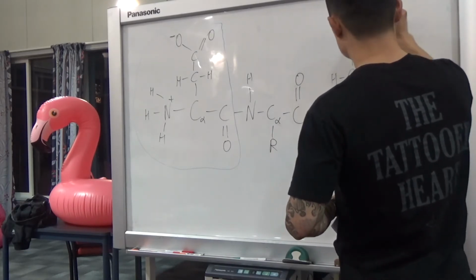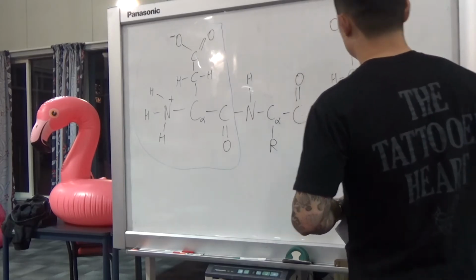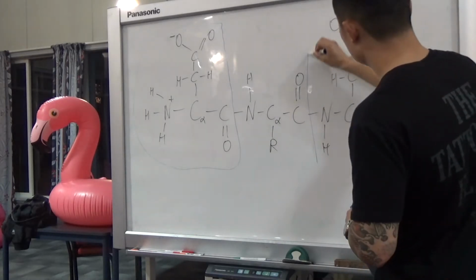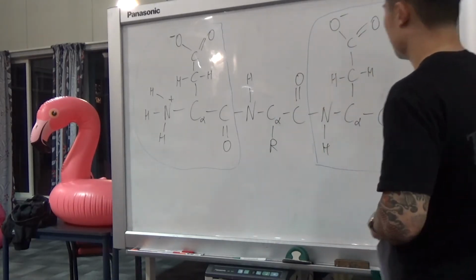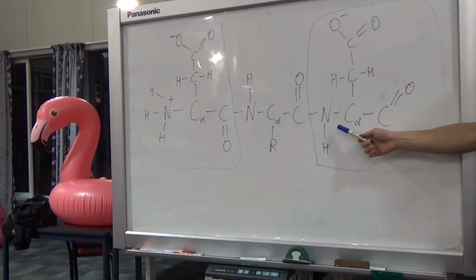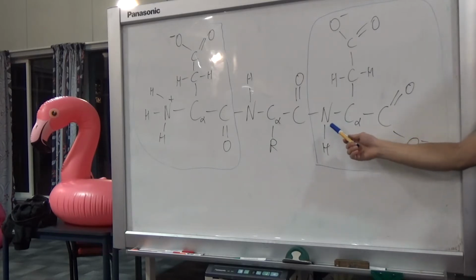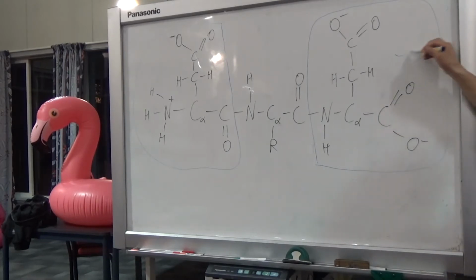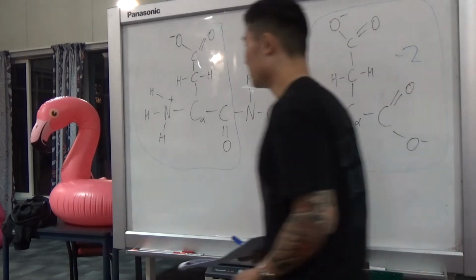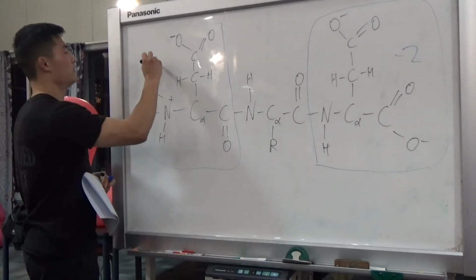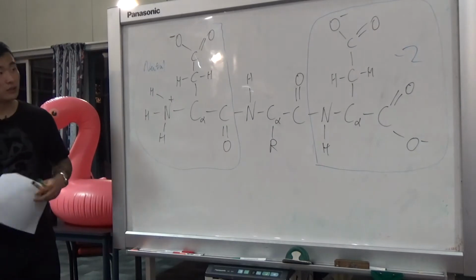If it's on the C terminus, now you've only got 2 negative charges, and you haven't got a positive charge because this nitrogen is involved in the peptide bond. So the net charge would be -2 if it's at the C terminus. And this is neutral. Okay.